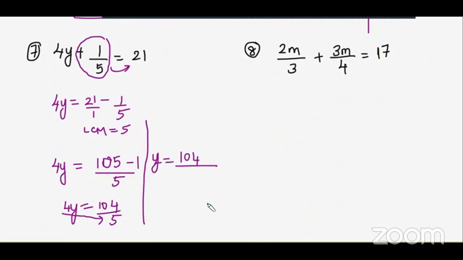And you can simplify it further as 52. Does it go in the table of 4? Yes, it goes. Sorry. 26 over 5.